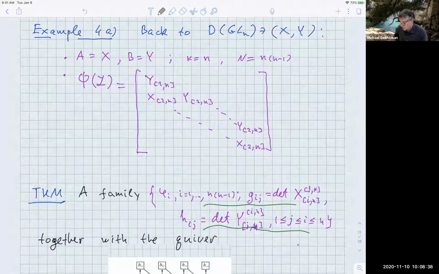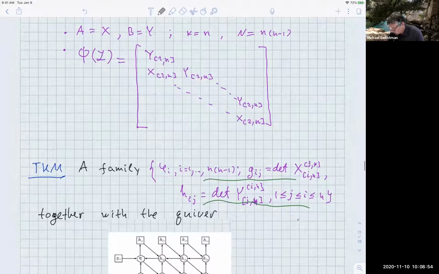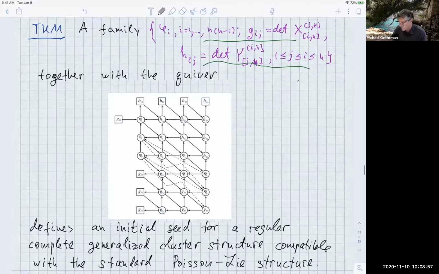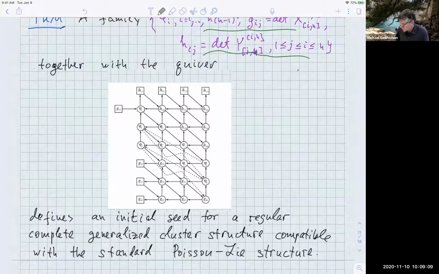But remember that we also have the coefficients of the characteristic polynomial, the determinant of lambda x plus mu y, and those are Casimirs of the corresponding Poisson bracket. So they will not be present in the quiver, but they will be present in the generalized relation. And so we have this family, and we have this nice enough quiver. The claim is that this family, together with this quiver, defines an initial seed for a regular, complete generalized cluster structure, which is compatible again with the standard Poisson-Lie structure on the Drinfeld double. And the only generalized relation will correspond to this place phi1.